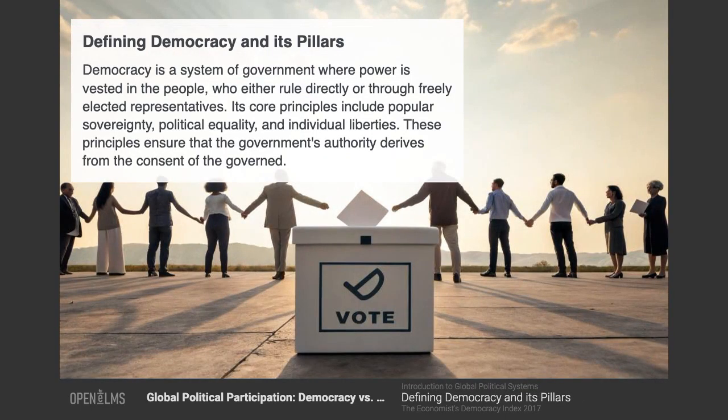Defining democracy and its pillars. Democracy is a system of government where power is vested in the people, who either rule directly or through freely elected representatives. Its core principles include popular sovereignty, political equality, and individual liberties. These principles ensure that the government's authority derives from the consent of the governed.